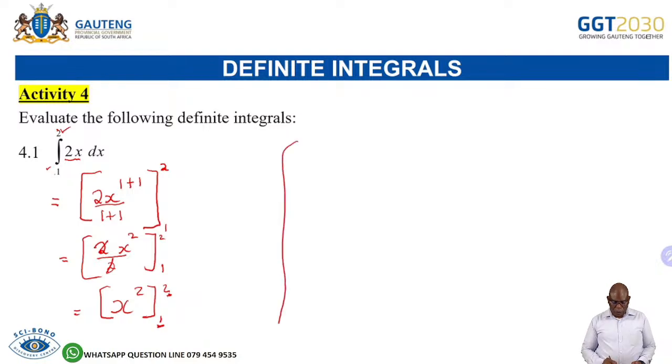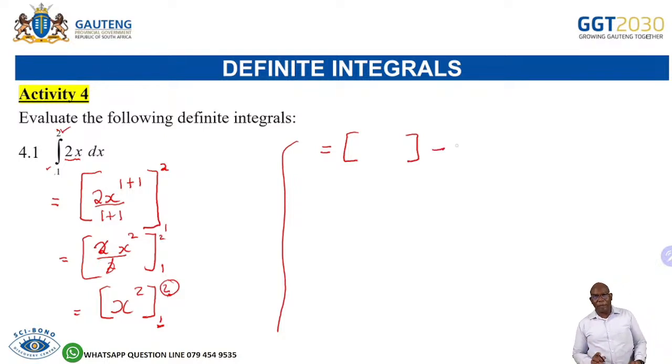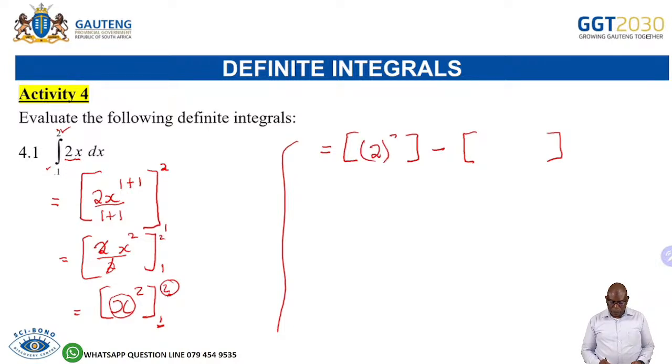So what we're going to do here is this. In the first bracket the x value must be substituted by 2, and then we subtract, because we always subtract the bottom from the top. So I'm going to subtract the one where we substituted by 1. First I substitute by 2, so I'm going to say 2 squared. Then on the next bracket I'm going to substitute by 1, so it's going to be 1 squared.